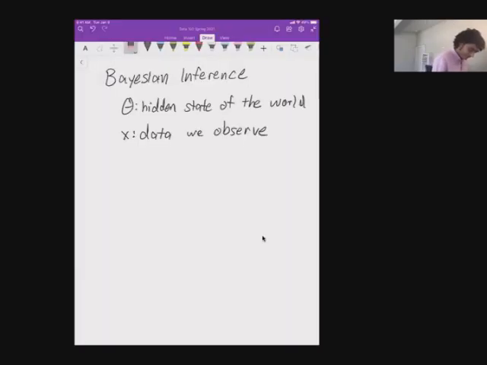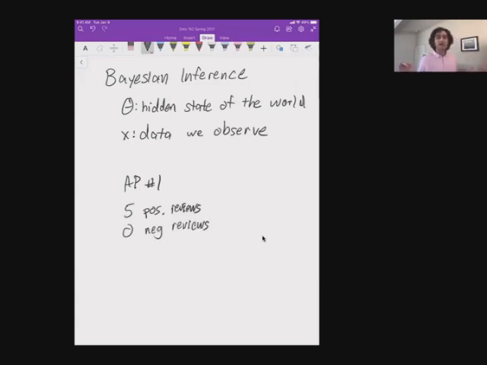So let's say that air purifier number one has 5 positive reviews and 0 negative reviews. Right, so it's all positive, but there aren't that many reviews. Whereas air purifier number 2, let's say that it has 19 positive reviews and 1 negative review.